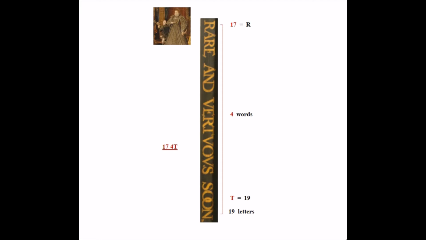It's the 4 words that make up the rest of the line, comprised of the 19 letters beginning with the R Elizabeth's pointing at in the word rare. 174T, Edward de Vere's Earl and code number. Like I said in the previous video, it's not the portrait that's encoded, it's the poem around it.